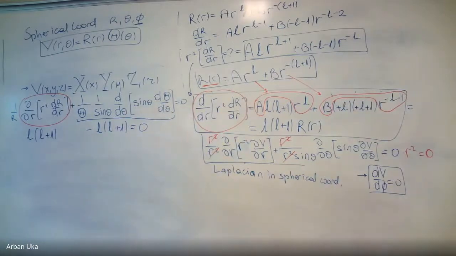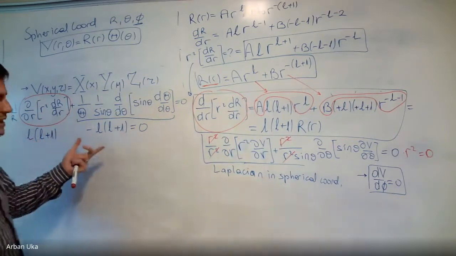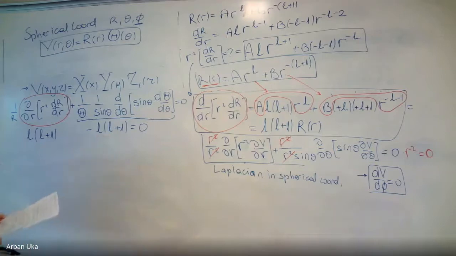If you remember, when we did the solution for the Cartesian coordinate system, we found that C1 plus C2 plus C3 was equal to 0. Now here we observe that constant C1 is L times L plus 1, and constant C2 is minus L times L plus 1.